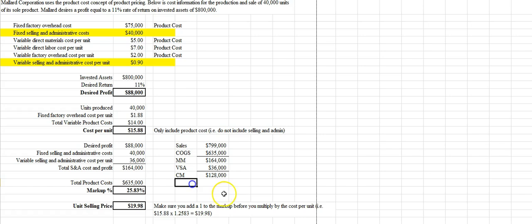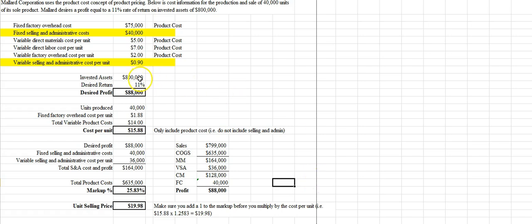That's my contribution margin. My contribution margin is going to help me cover fixed cost, and then whatever is left over is going to be my profit, right? My desired profit. So let's see if this works out. My 128 is going to help me cover my fixed cost here, which is 40,000. And what I have left over is 88,000. So that's how I get to my desired profit. So that's how I price a product under this concept, right?